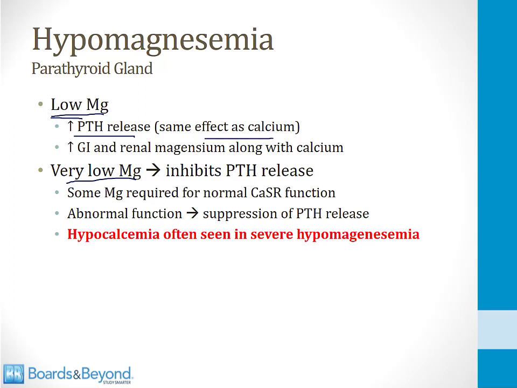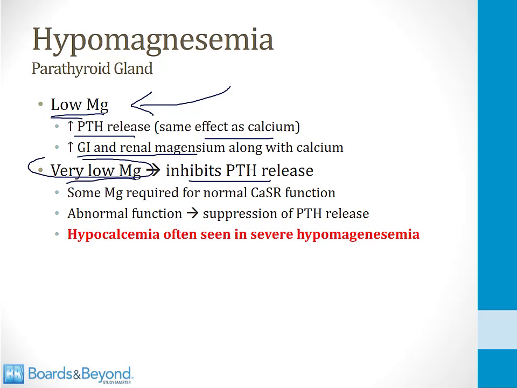The reason this happens is because parathyroid hormone, in addition to raising calcium levels, can increase GI and renal magnesium reabsorption to raise magnesium levels. So basically, a small reduction in the mag level leads to more PTH release to bring the magnesium level back up to normal. If, however, you have a severe case of hypomagnesemia, this will inhibit parathyroid hormone release. This is the opposite effect of low magnesium.